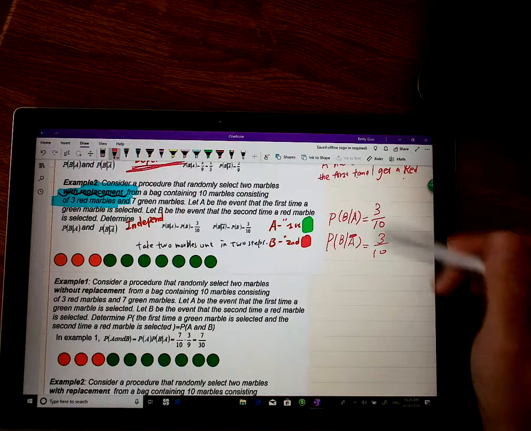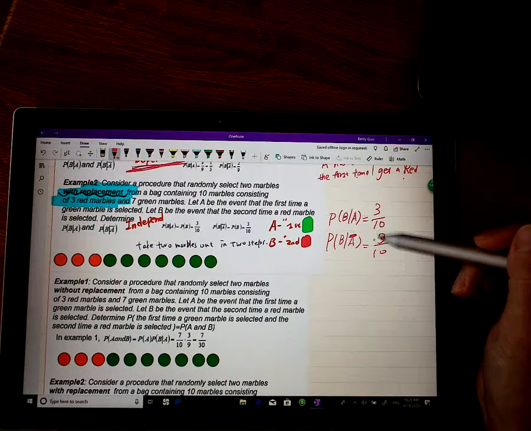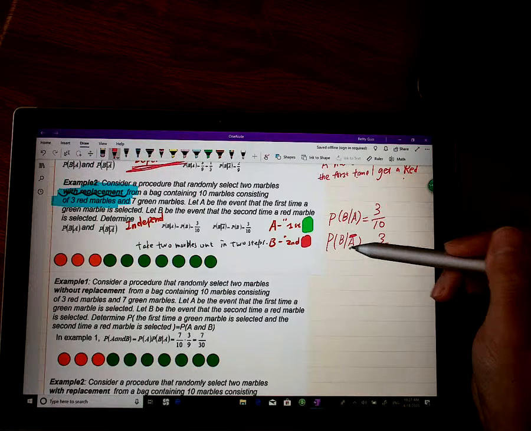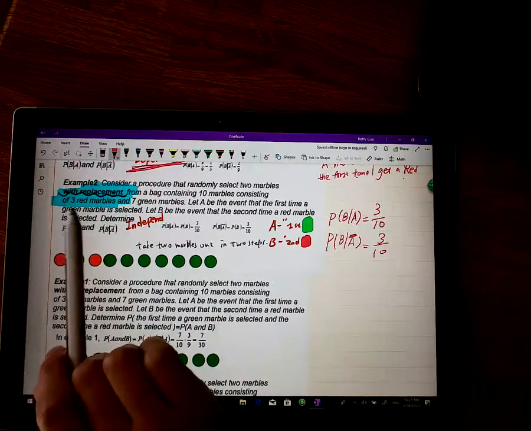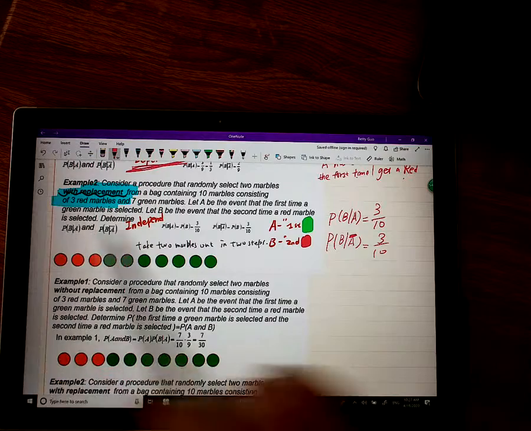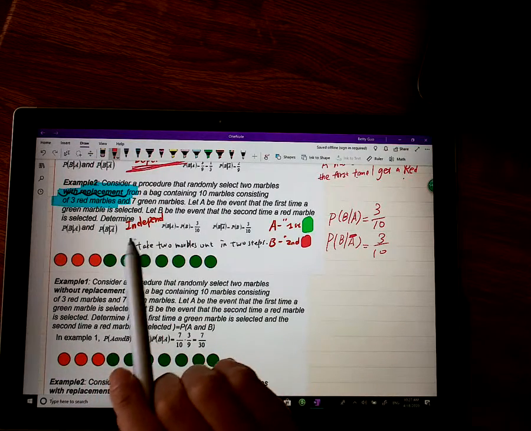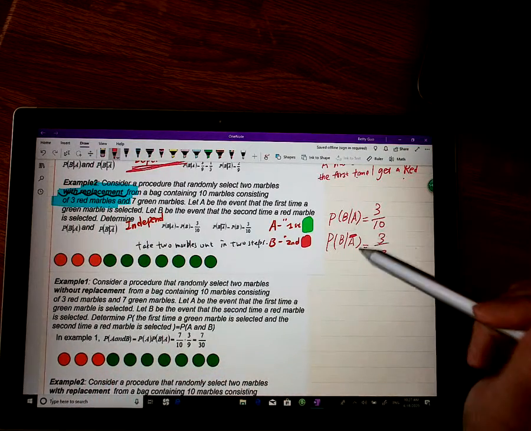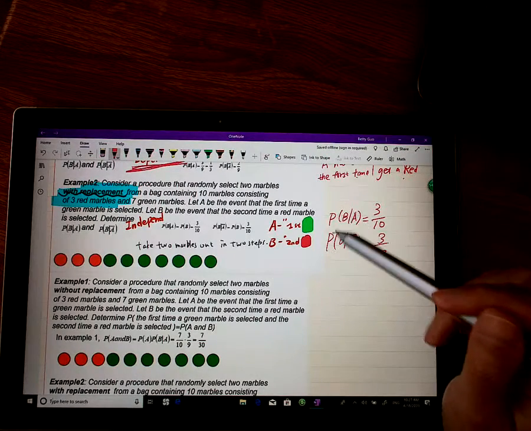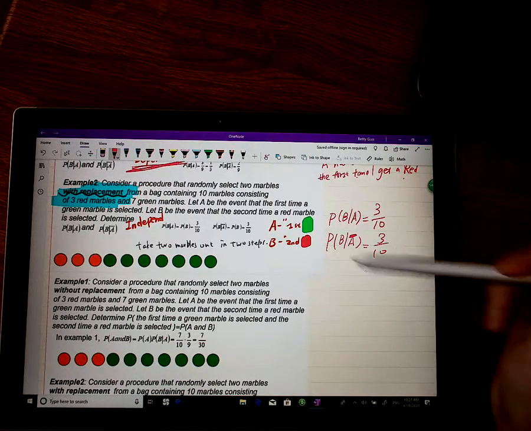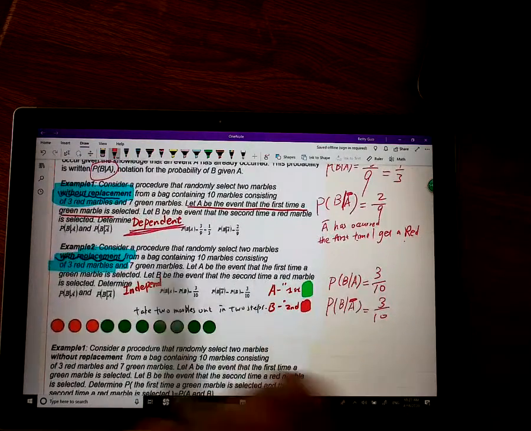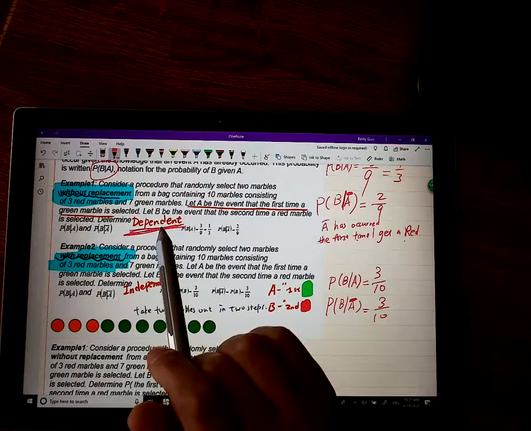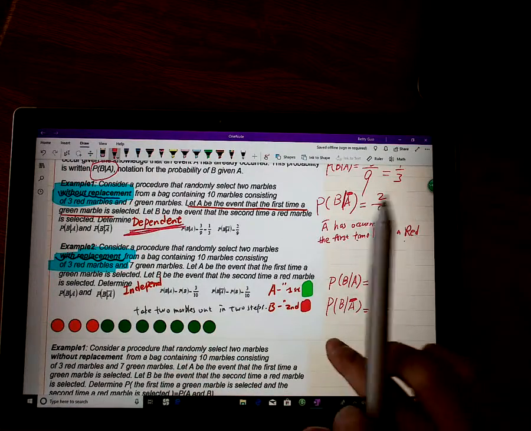Am I clear about that? You see, they are the same. A occurring or not does not affect the probability of B occurring because we are doing a with replacement experiment. In this case, A and B are independent. A occurring or not does not affect the probability of B occurring at all. You can see that clearly, right? This case is independent. So again, without replacement, dependent. With replacement, independent.